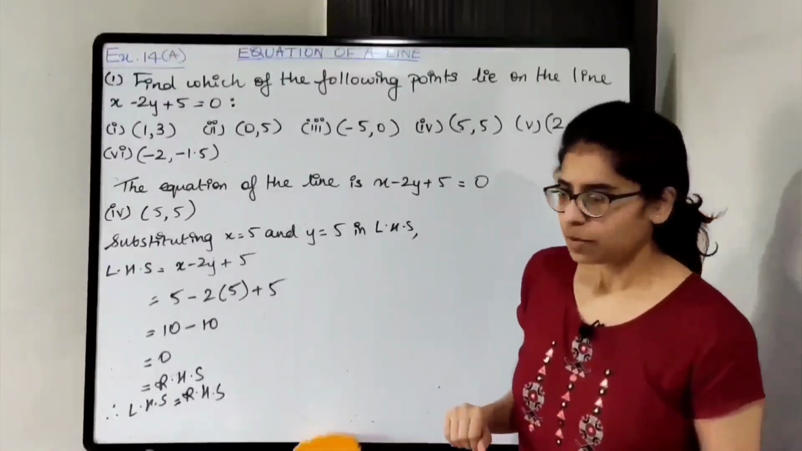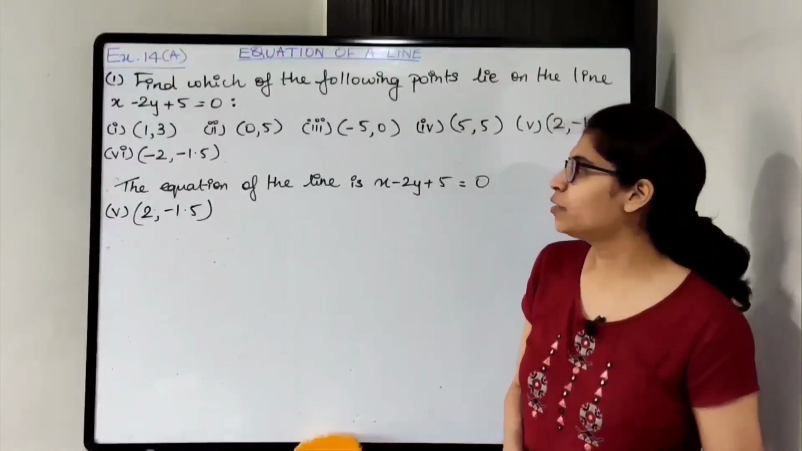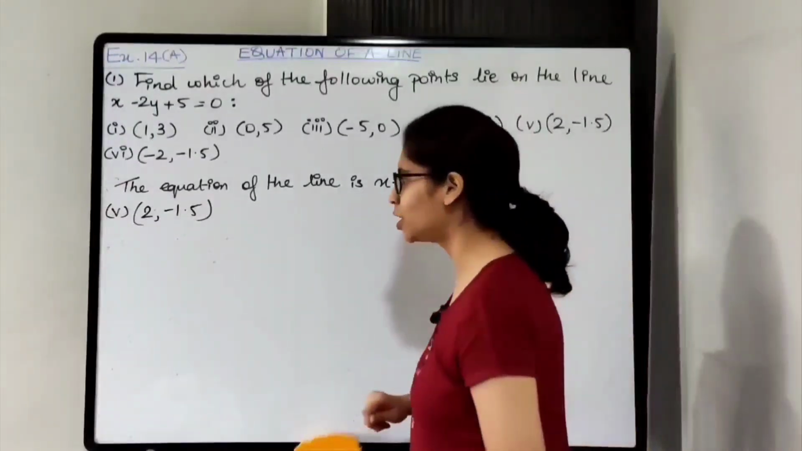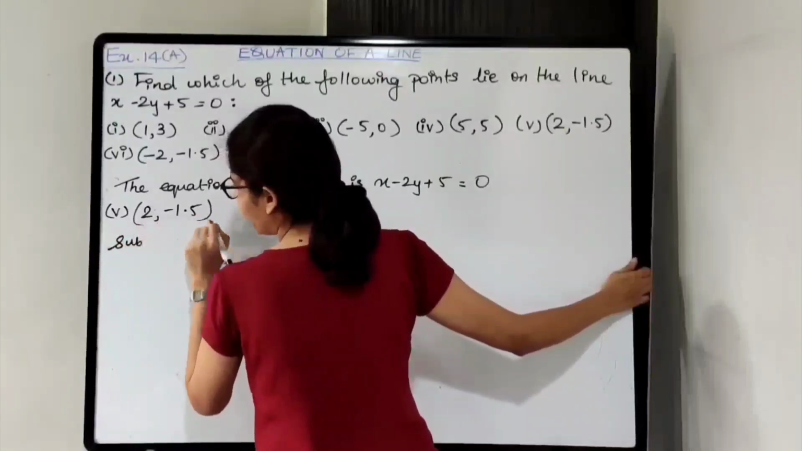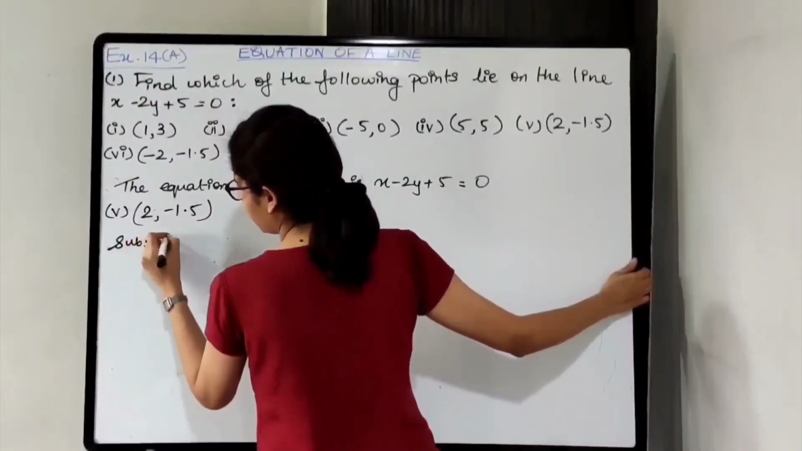Moving on to the next one. Next part of the question, 2, minus 1.5 are the coordinates. So we will substitute x as 2 and y as minus 1.5.